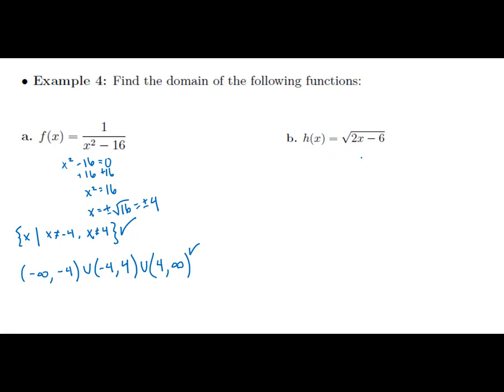Okay, we're not dividing by anything, but we can see we have an even root. So we know that we can't take the square root of a negative, or to frame it the opposite way, we can take the square root of positive numbers or 0. So what we want to make sure is that 2x minus 6 is always greater than or equal to 0. But that just gives me a little inequality that I'm able to solve easily. So we end up with x is greater than or equal to 3.